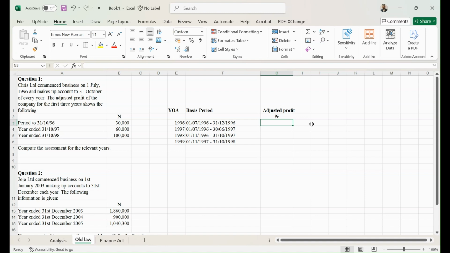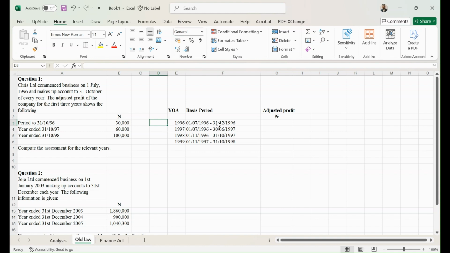Now that we know how to determine the basis period, and we've done this for question one, the next thing is to move up to the adjusted profits, calculating the adjusted profits. So to do this, what I would like to do is to put the number of months by the side of each year of assessment so that it can be a guide when we start computing the adjusted profit. Okay, it's pretty easy.